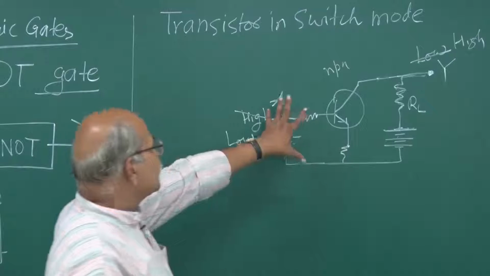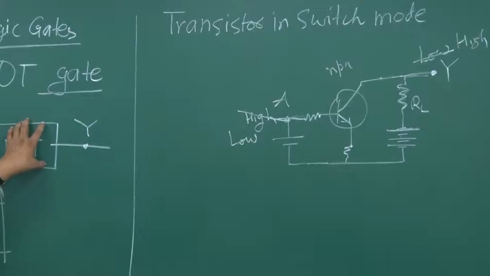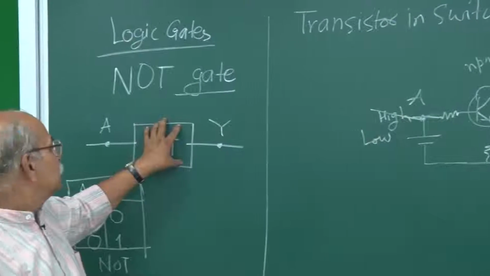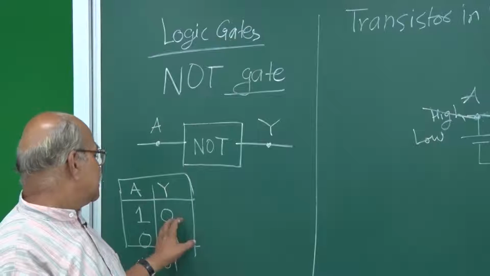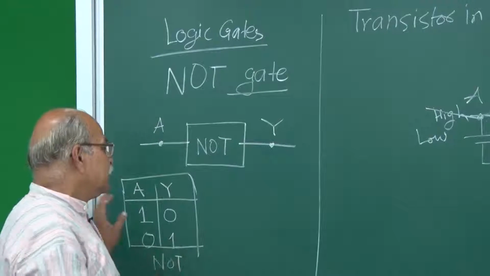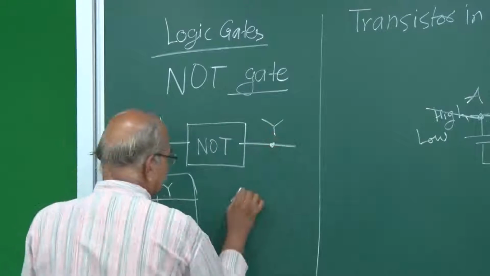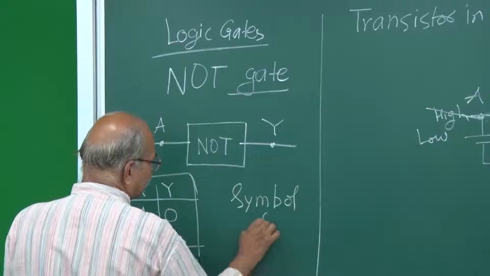So this single transistor itself is a NOT gate. You give one input, you get one output. If the input is 1, the output is 0, and if the input is 0, the output is 1. And there is a symbol for the NOT gate.